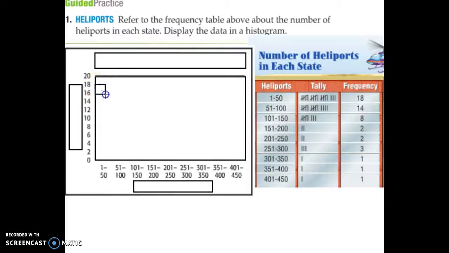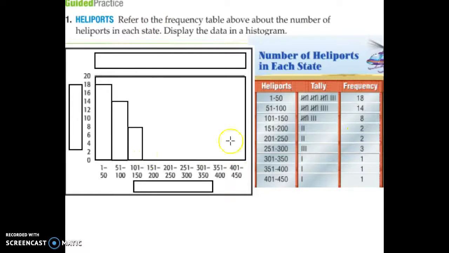So we'll make a bar that goes up to 18, right there. 51 to 100 is 14, so 14 is right there. I'll make another one right there. They should be about equal in width, because the intervals are all equal down there. 101 to 150 is 8, so I go to 8. Let's say about right there. Oh, there shouldn't be a gap there. I'll adjust that in a second. Let's move it over. There we go.